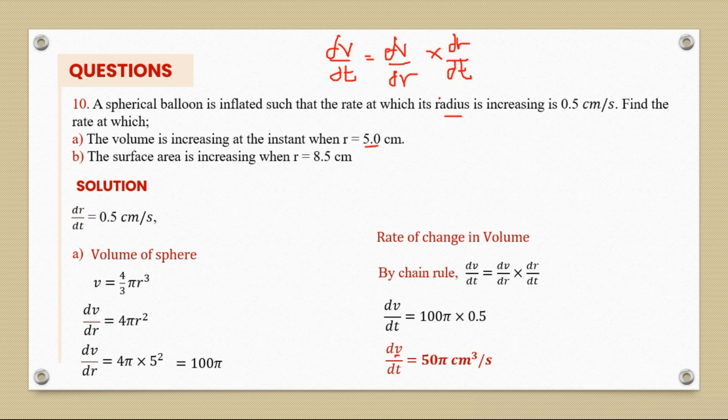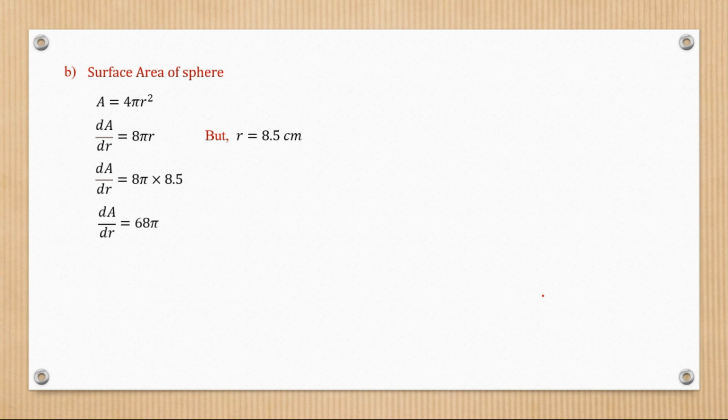So now we already know what dr/dt is, so that's okay. So we can actually relate that. Now the surface area of a sphere is going to be equal to 4πr². Then dA/dr shall be 8πr, which we know, where r is 8.5 centimeters. So when I plug that in, I'll have 68π.